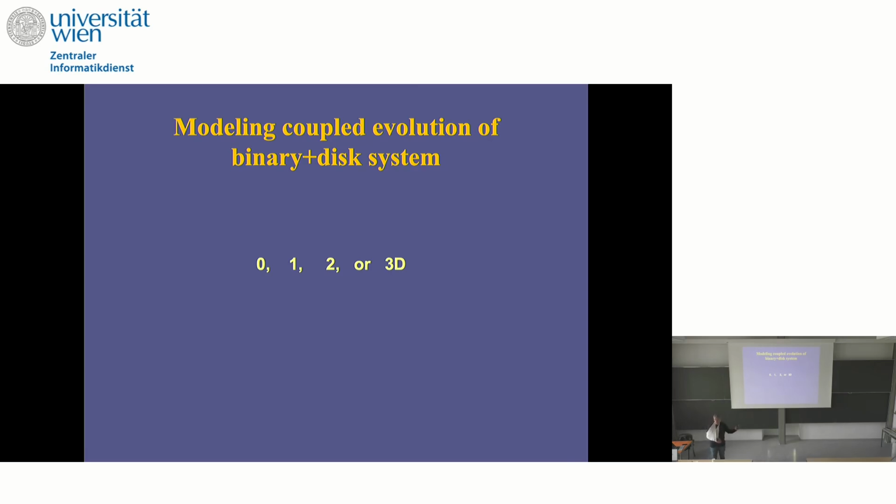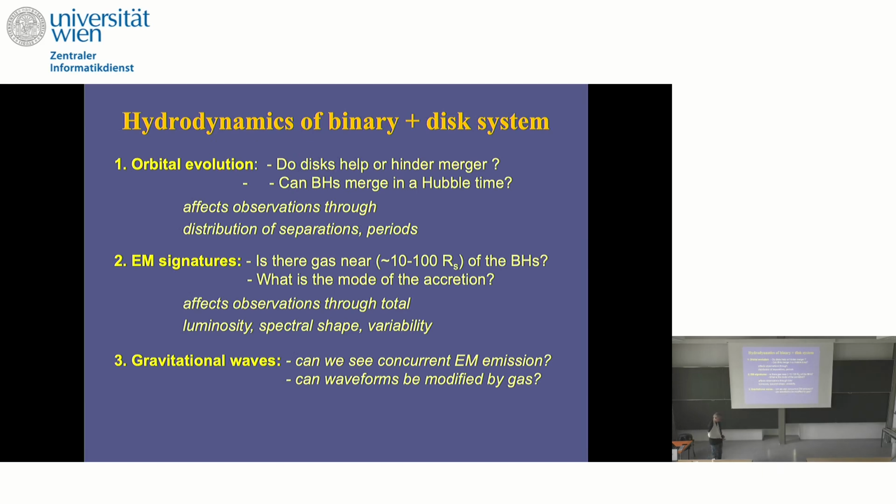It will become clear in a second that the binary disturbs the disk, and because the disk is disturbed, it impacts the orbital evolution of the binary. So this system is coupled and has to be evolved over many millions of orbits as the binary, hopefully, as you will see, shrinks. So that can only be done at the moment in 2-dimensional simulations. So this is what I ended with yesterday.